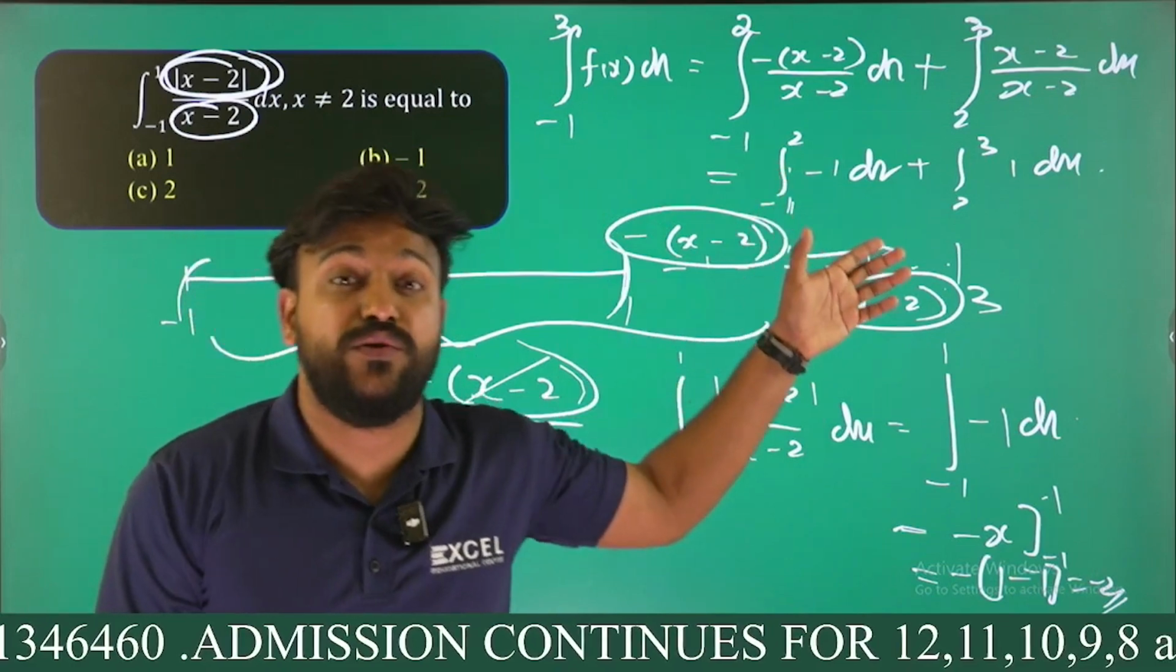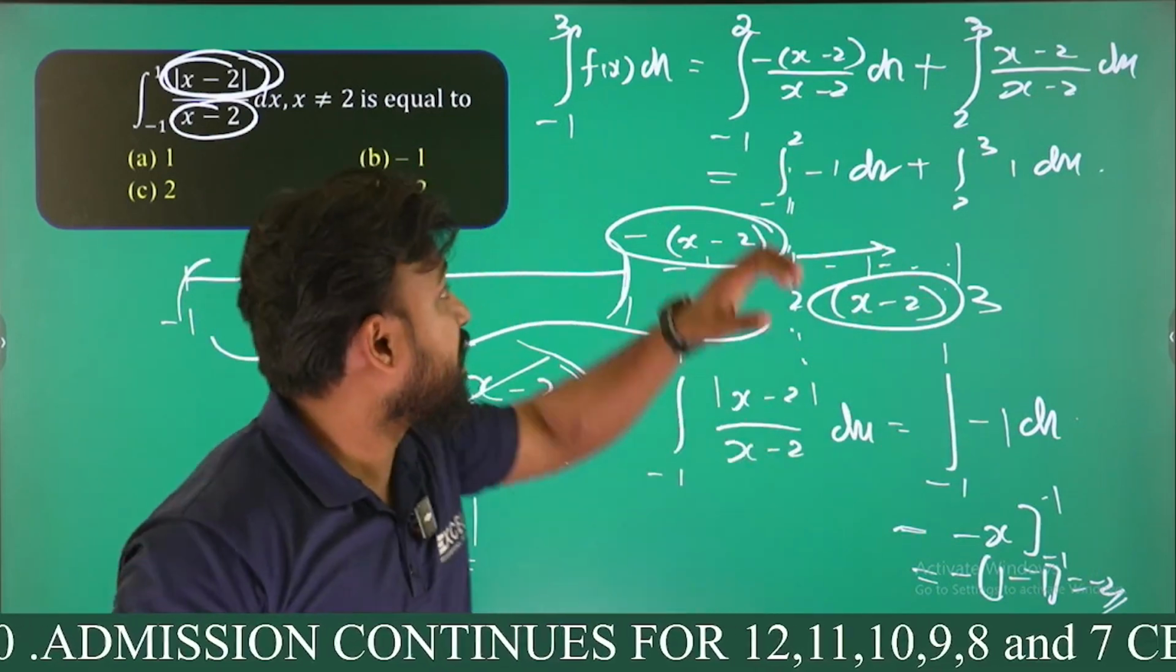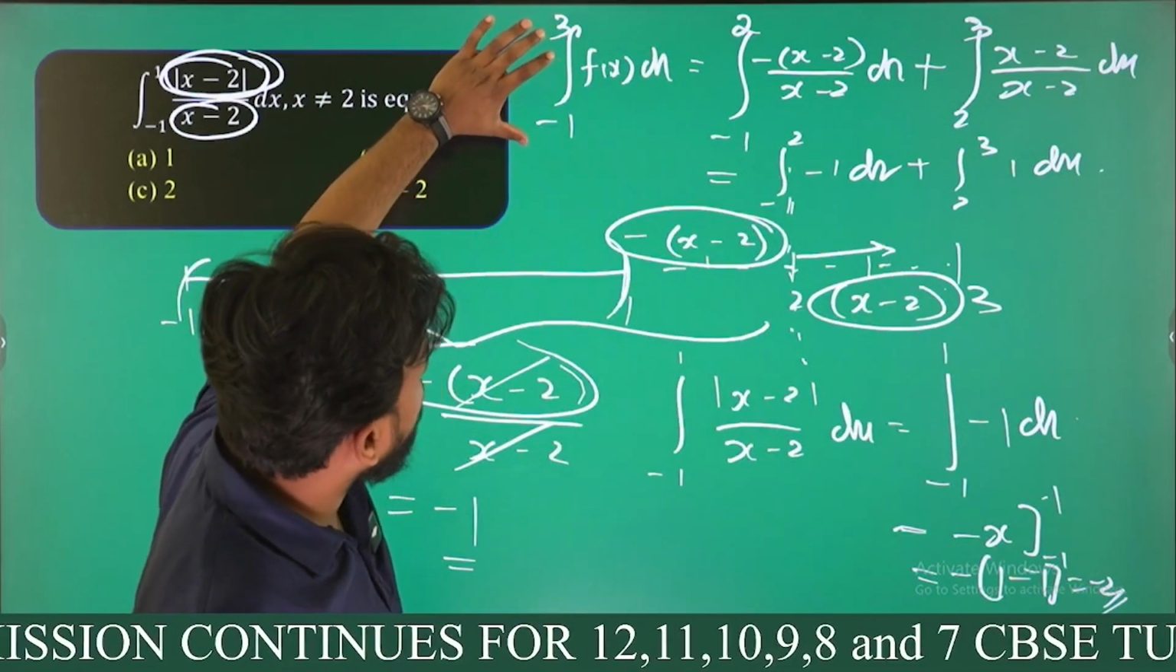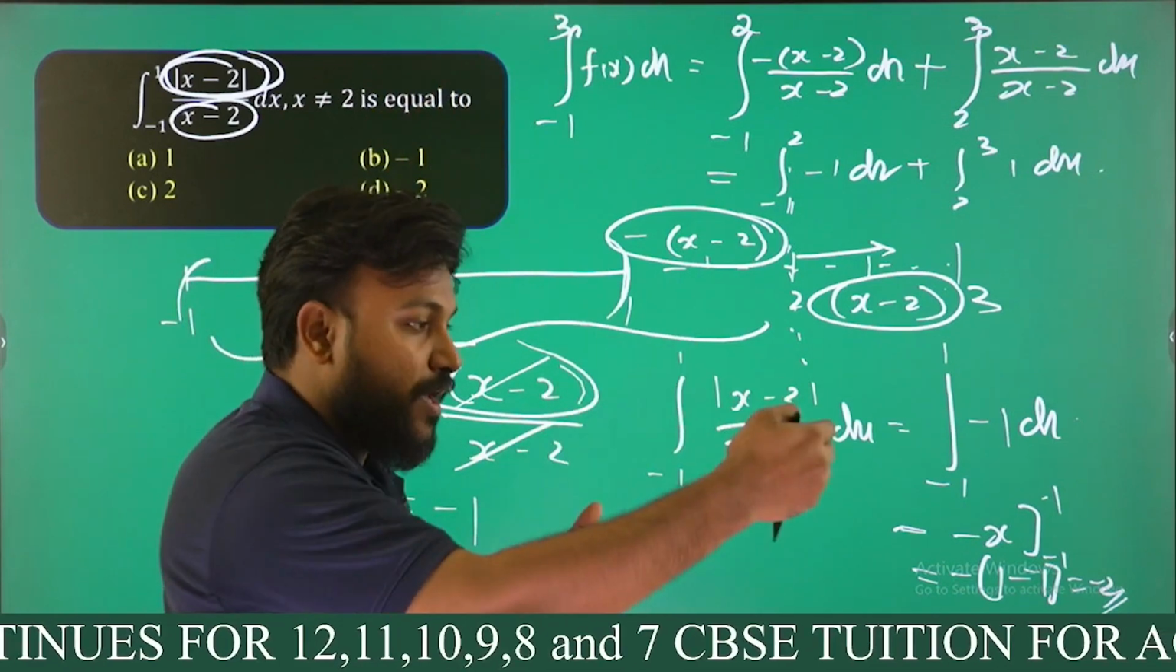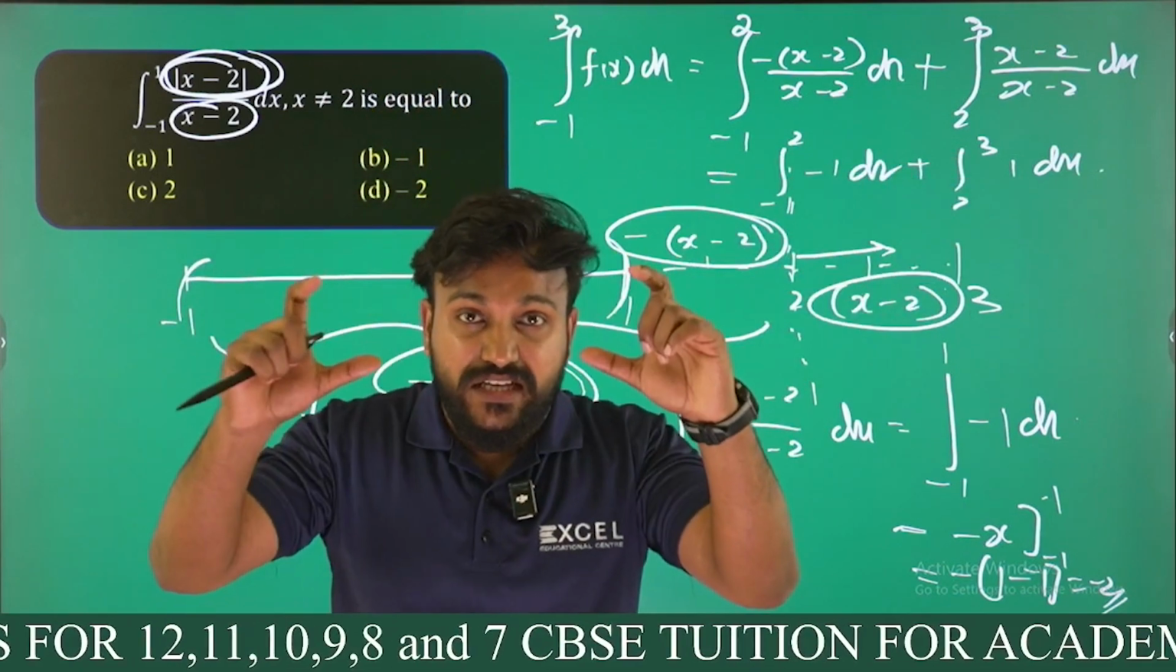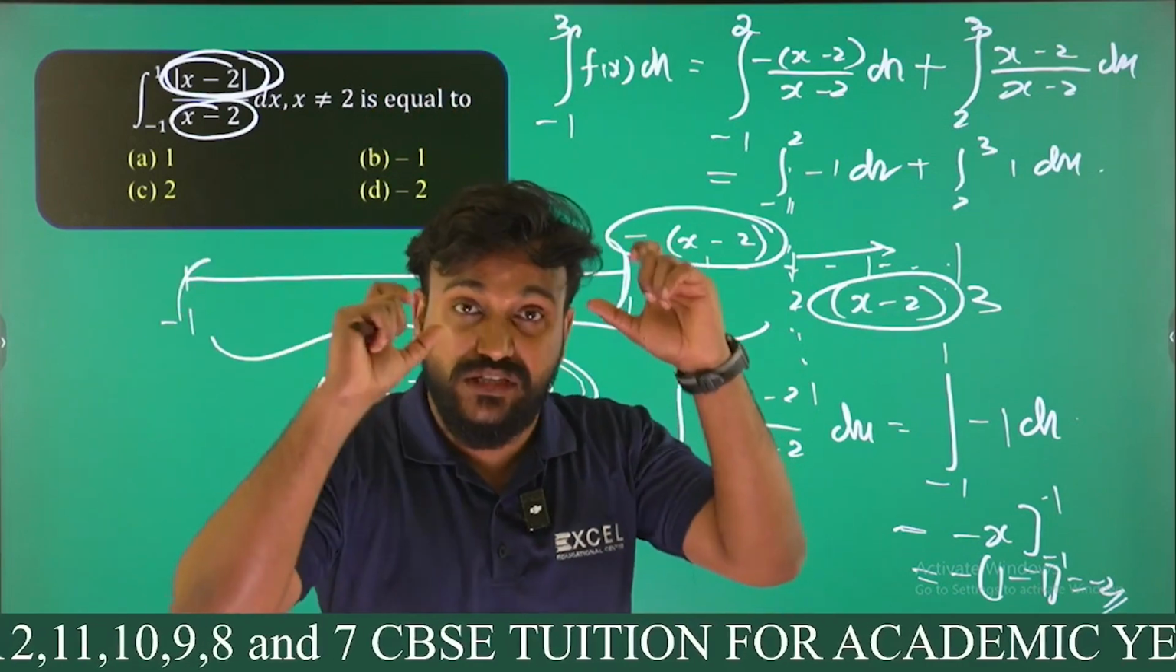This is where you use the property. You can split the integral. You don't need to integrate directly from minus 1 to 3. You can split between it, minus 1 to 2 and 2 to 3. Whenever you're getting a question with mod, you have to use this property.